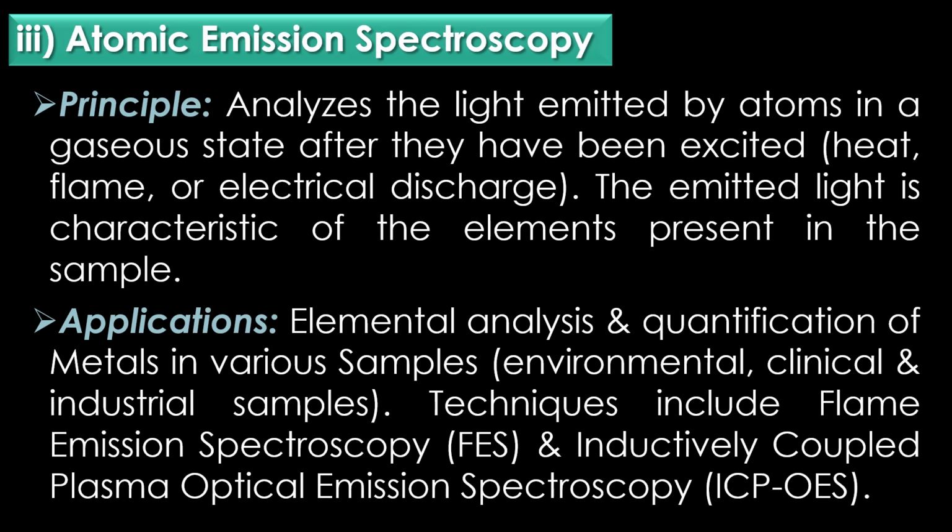The third type of emission spectroscopy is atomic emission spectroscopy. Atomic emission spectroscopy analyzes the light emitted by atoms in a gaseous state after they have been excited, for example, by heat, flame, or electrical discharge. The emitted light is characteristic of the elements which are present in the sample.